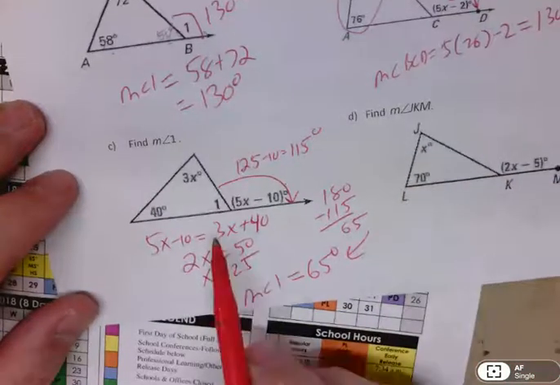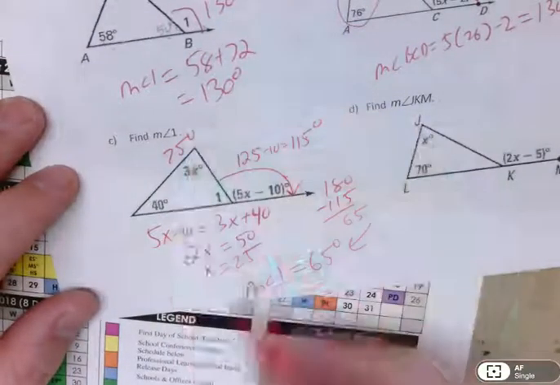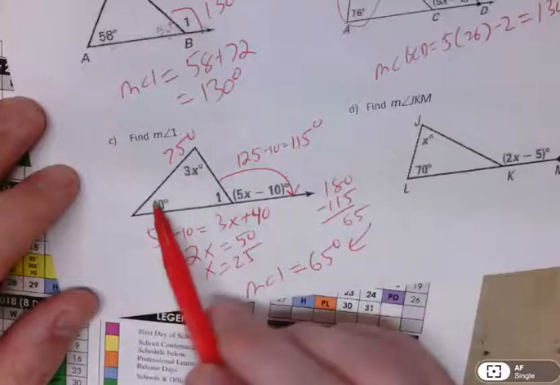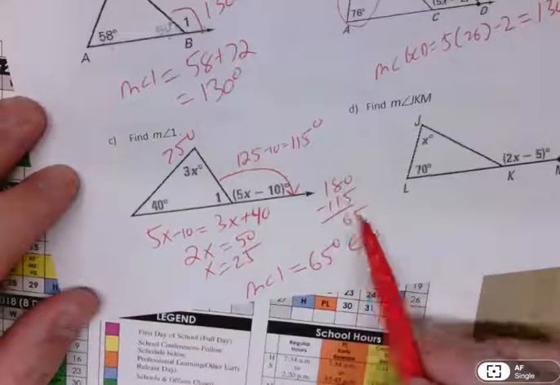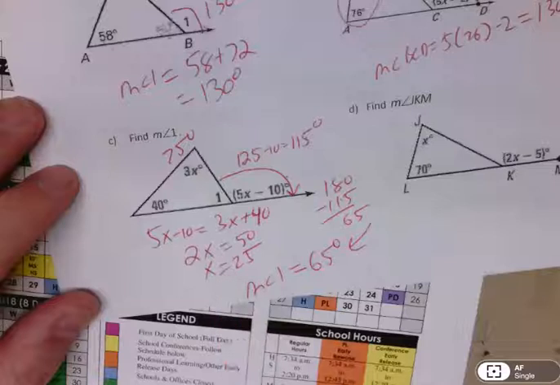You could have done it this way too. You could have plugged the 25 in here. That's 75 degrees. 75 plus 40 is 115. These three have to add up to 180. 180 minus 115 is still 65. But this one you could not have done without solving for x first.